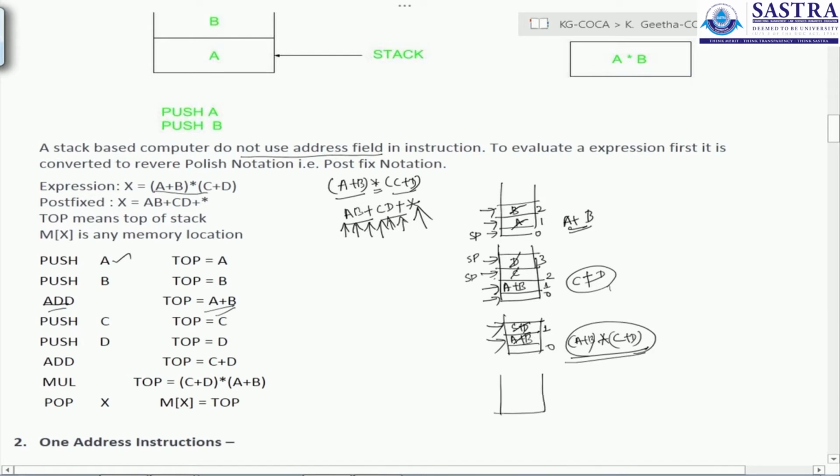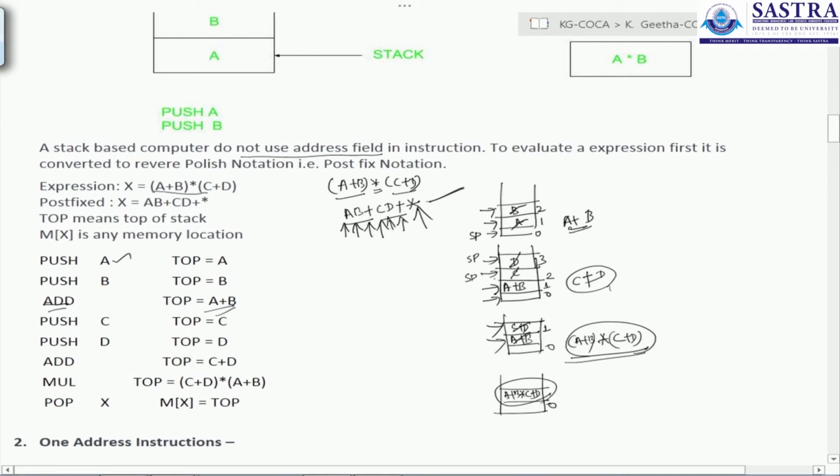Now what will be there in the stack? 0, and the result of A plus B star C plus D. So the final outcome will be pushed. And since there are no more operators available in this expression, that's it. I have completed the evaluation of the expression. So whatever is there in the stack, that will give me the answer.